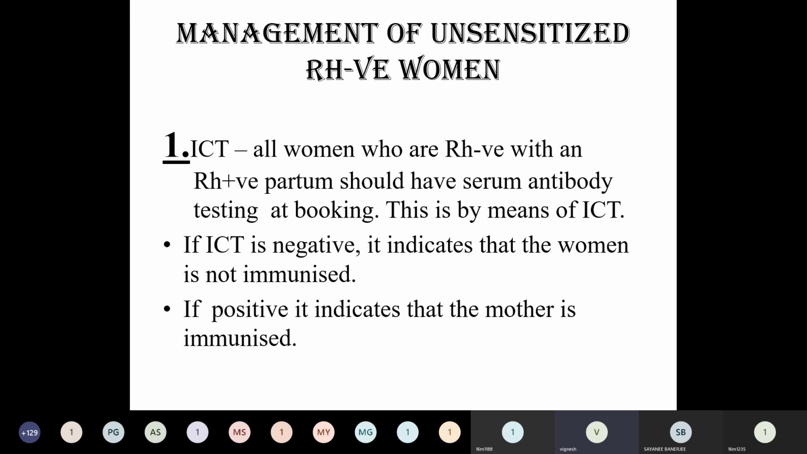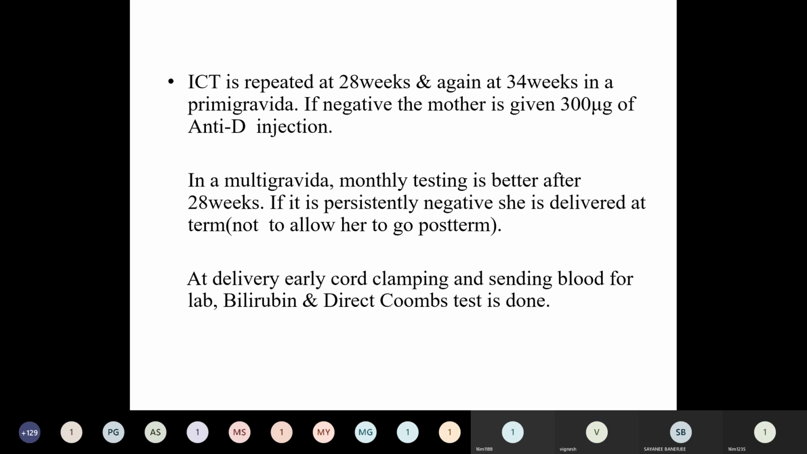The treatment is different in a non-immunized and an immunized mother. So in a non-immunized mother, ICT will be repeated at 28 weeks and again at 34 weeks in a primigravida. If at 28 weeks the mother is negative, you give 300 micrograms of anti-D injection. In a multigravida, you repeat the ICT at monthly intervals after 28 weeks. If she is persistently negative, you check the blood group of the fetus after delivery, and if necessary, you can give postpartum prophylaxis if the baby is Rh positive, but never allow her to go beyond term.